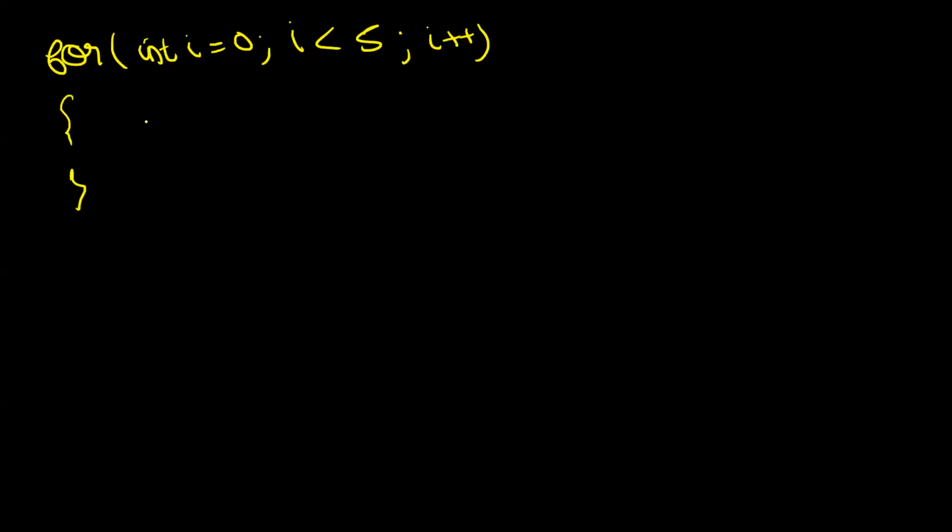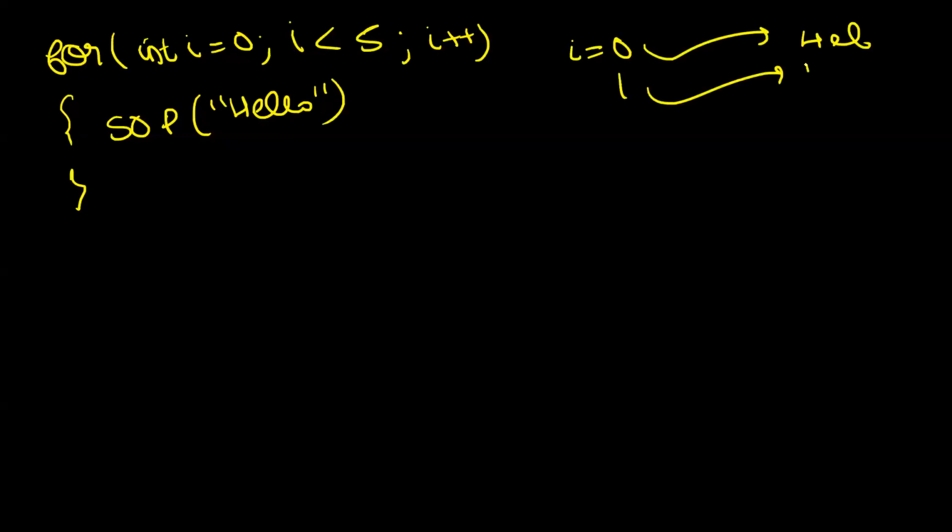One thing you can do here: go to your compiler, write a loop and write SOP hello. See how many times hello is printed. First of all, I will take a value of 0, you will print hello. I will take value 1, you will print hello. I will take value 2, 3, 4. For 5 different values of I, you will be printing hello. Yes, I is taking values from 0 to 4, but because I have started at 0, these are basically 5 different values.